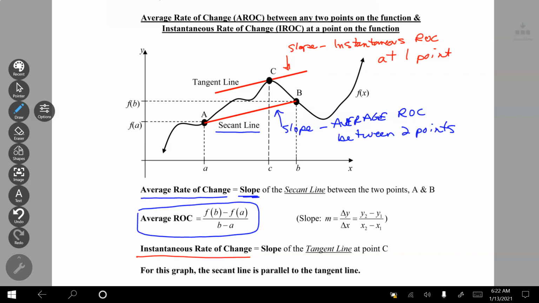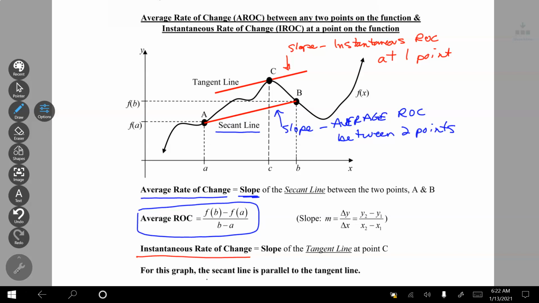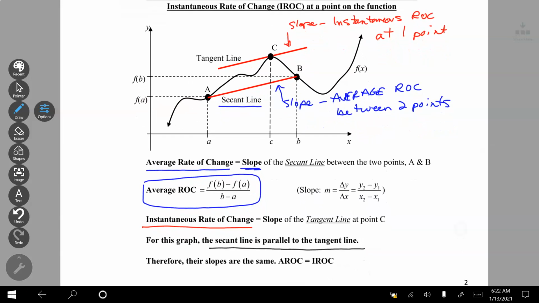Okay, so for this line, you can see that this tangent line and the secant line are parallel to each other. And what does that mean? When things are parallel to each other, that means these two red lines, one being the secant line, one being the tangent line, they have the same slope.